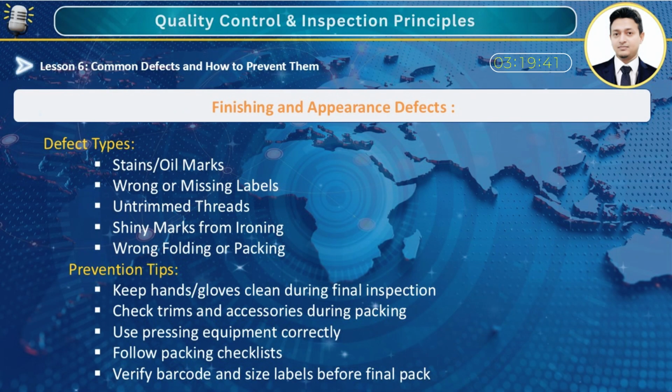Finishing and appearance defects. Finishing is the last stage, but it's just as important. Common appearance defects include stains or awl marks, wrong or missing labels, untrimmed threads, shiny marks from ironing, and incorrect folding or packing. Prevention here means keeping hands and gloves clean during final inspection, checking trims and accessories during packing, using pressing equipment correctly, following packing checklists, and verifying barcodes and size labels before the final pack.